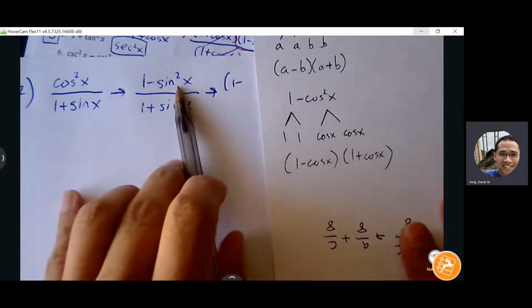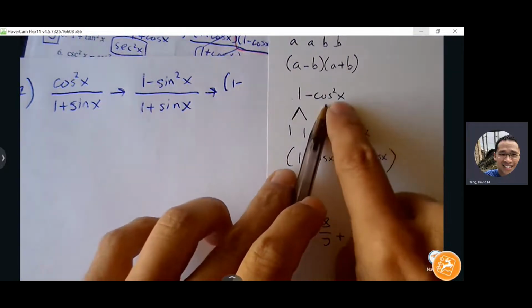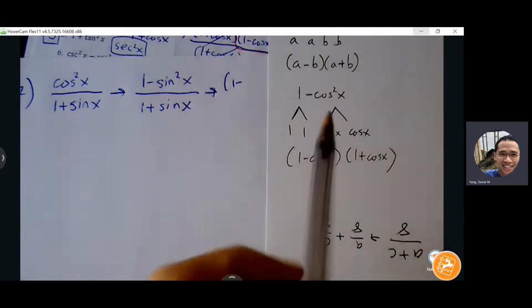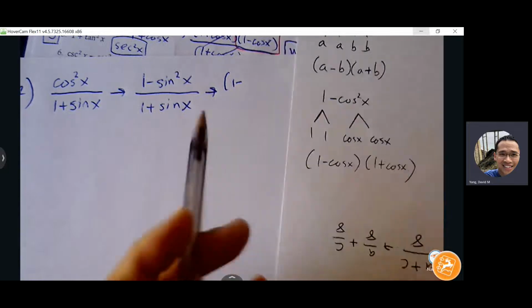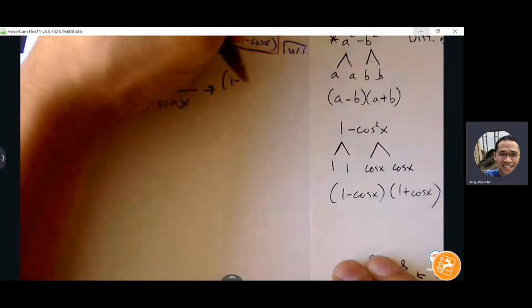Well, the sine squared x is really just basically like x squared, right? So it's basically 1 minus sine x, 1 plus sine x, because we've already broken that sine squared into sine and sine. Yeah.